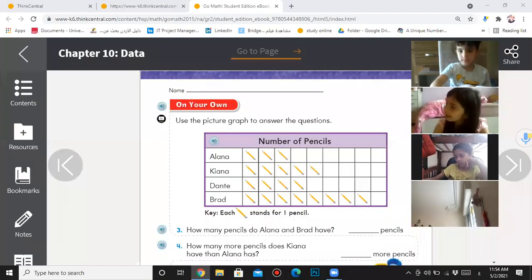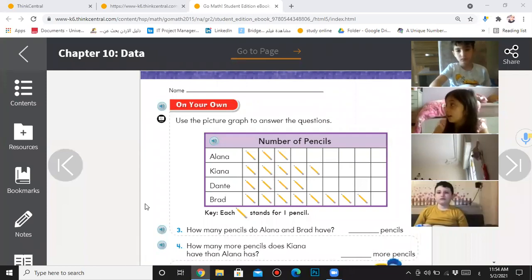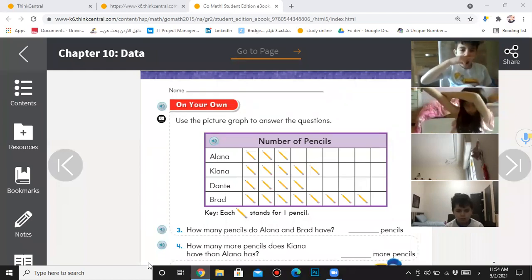Okay, as we did previously, we learned how to read picture graphs. A graph means a table, and it has pictures and words inside the table. So today we're going to continue learning how to read a picture graph.